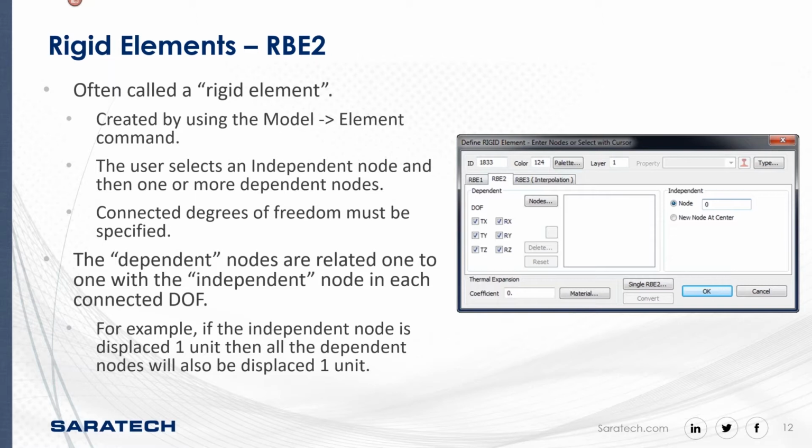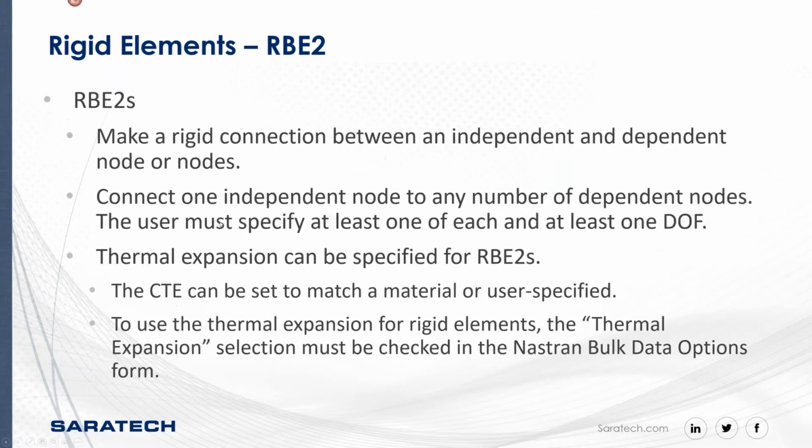Now, for an RBE2 element, we'll dive deeper into this as we go. The dependent nodes are related 1 to 1 with the independent node in each connected degree of freedom. So for example, if the independent node is displaced 1 unit, then all the dependent nodes will also be displaced 1 unit. So think of an RBE2 as an infinitely rigid element. If the independent node is displaced 1 unit, then all the other ones will also be displaced 1 unit. So they're rigidly connected.